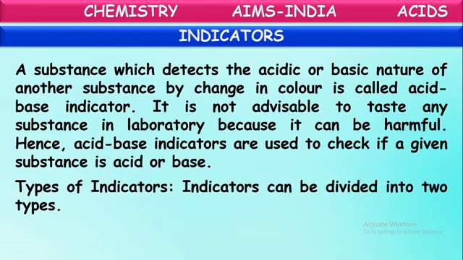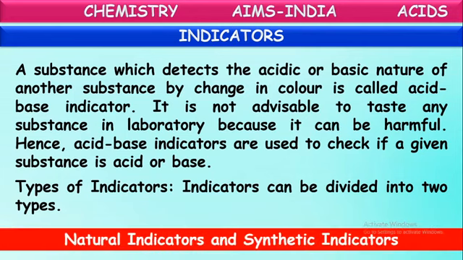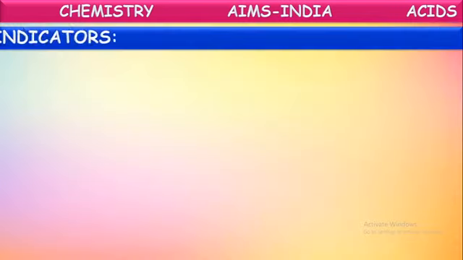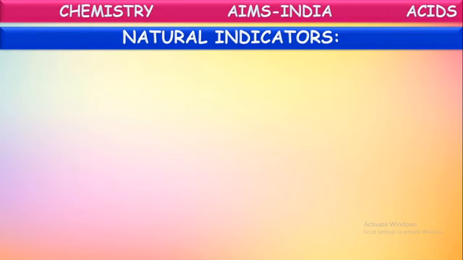So how many types of these indicators are there? Majorly, these are based upon the sources from which these indicators are prepared. These indicators are classified into two types. They are natural indicators and synthetic indicators. So first let us go through these natural indicators.